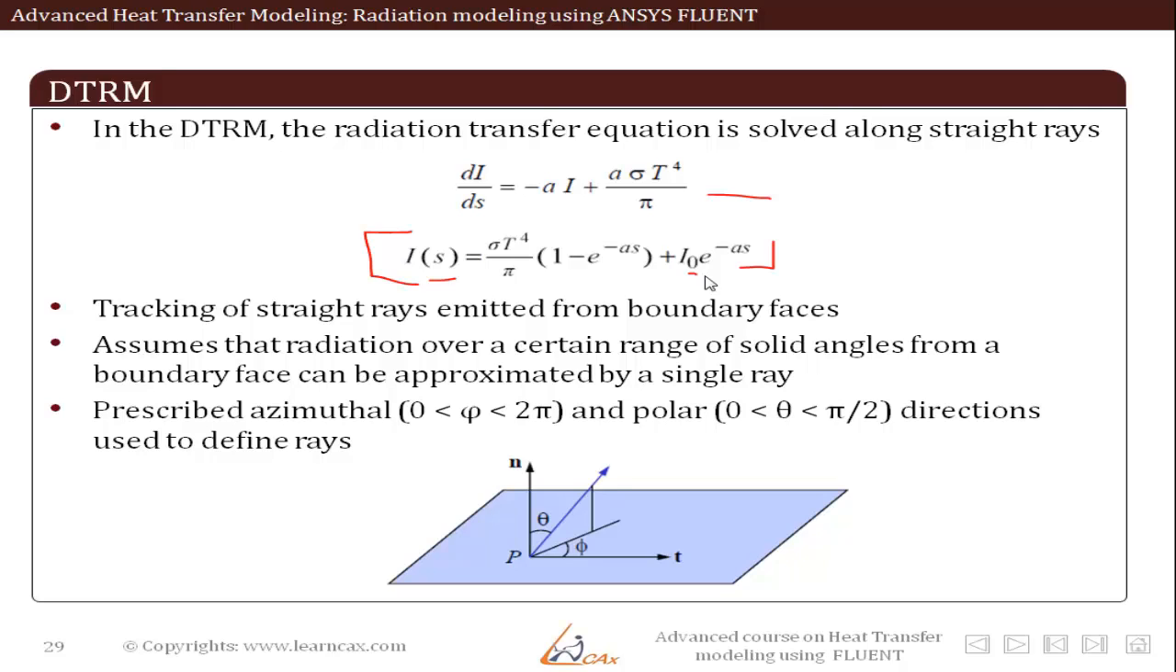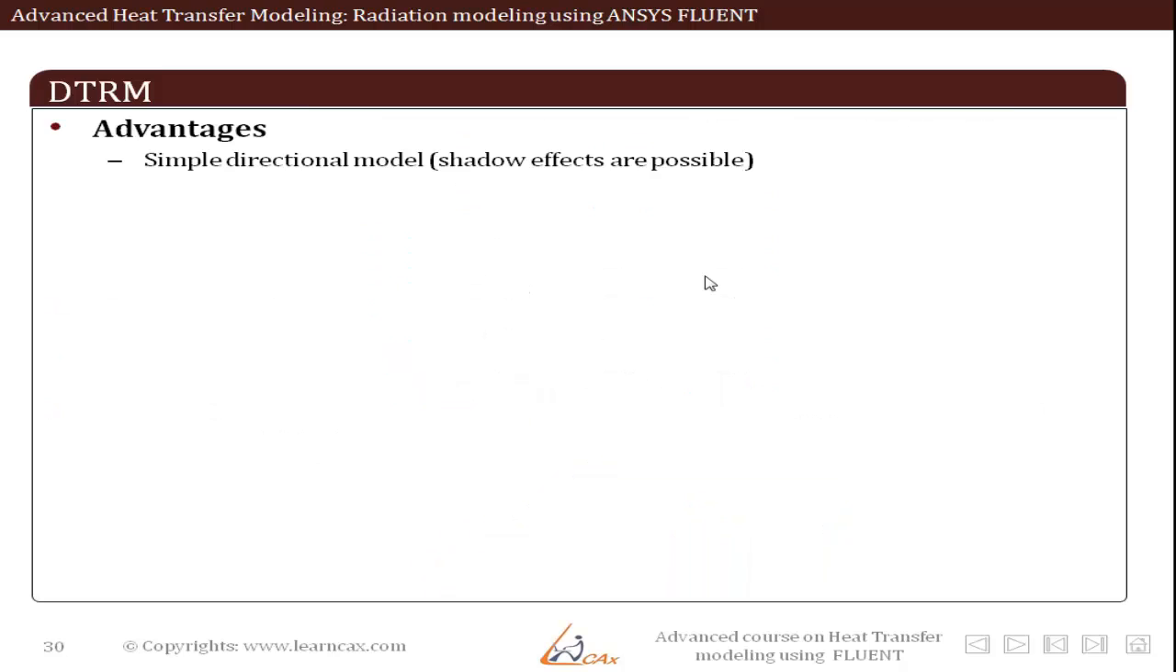This ray tracing technique used in DTRM can provide a prediction of radiative heat transfer between surfaces without the need to calculate view factor. Thus, the fewer the rays that are traced, the lesser the accuracy, and also if the mesh is coarse, the accuracy reduces. Now let us see the advantages and limitations of the DTRM radiation. The biggest advantage or importance of the DTRM is that it has a direction sense. It considers radiation rays in terms of tracing, but this model also has limitations.